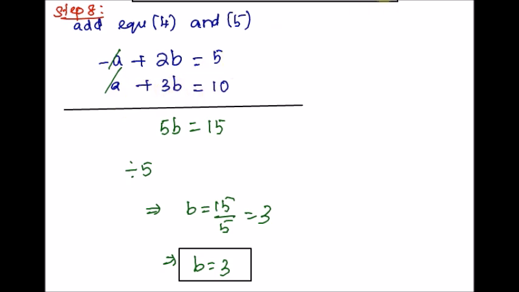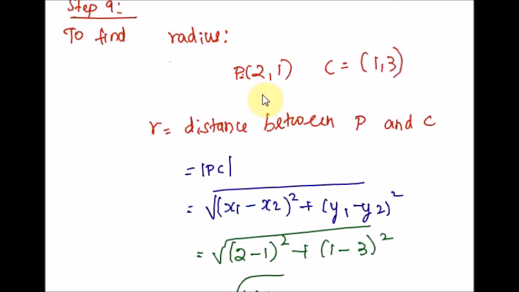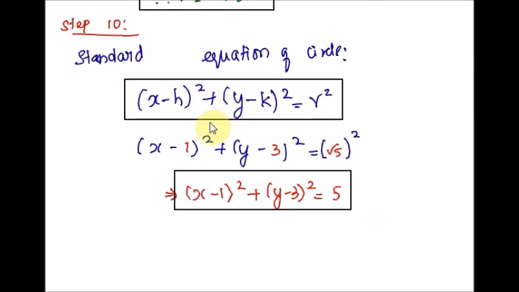Step 9 is to find the radius. You can take any one of the given points and the center you just got in step 8. You can use the distance formula and find the value for radius r. Step 10 is finally you have to plug in the center and radius that you got and write your answer in this format, the standard equation of circle.